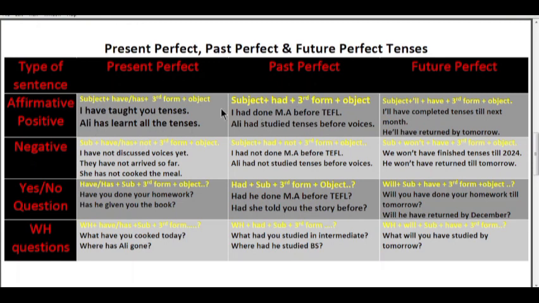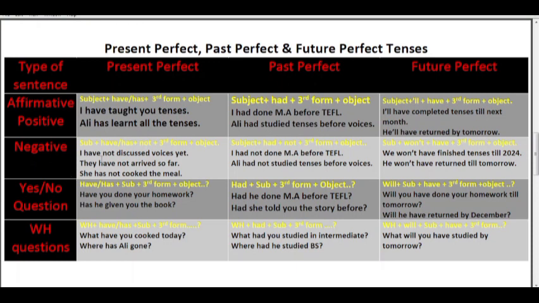In past perfect, we have subject and only one helping verb, that is had, then third form, then object. For example, I had done MA before TEFL. Ali had studied tenses before voices. In future perfect tense, we have subject, then will or 'll, then have, third form or past participle, and finally object. For example, I'll have completed tenses till next month. He'll have returned by tomorrow. So that is how we make positive sentences in these three perfect tenses.